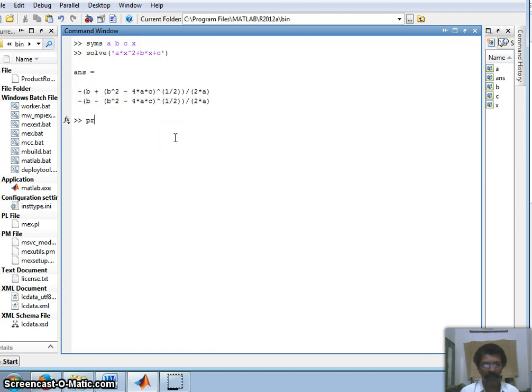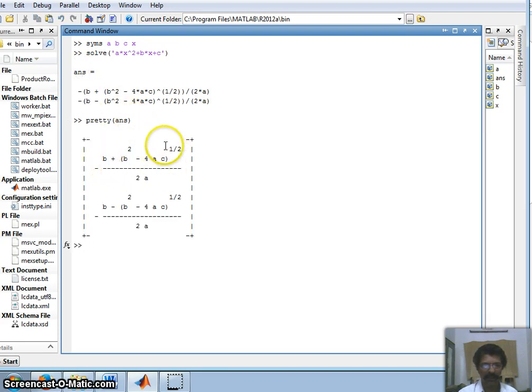Suppose you want a prettier look, then Matlab has a command called pretty, and the above roots are stored in the variable answer. Therefore if I say pretty answer, this is one root: minus b plus square root of b square minus 4ac, shown as power half, divided by 2a. Likewise, minus b minus square root of b square minus 4ac by 2a is another root.